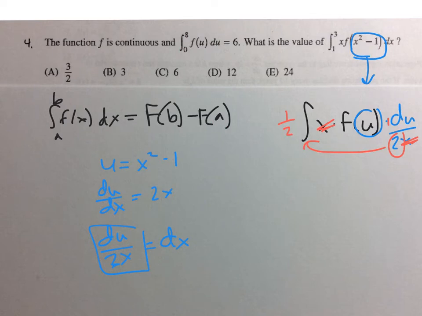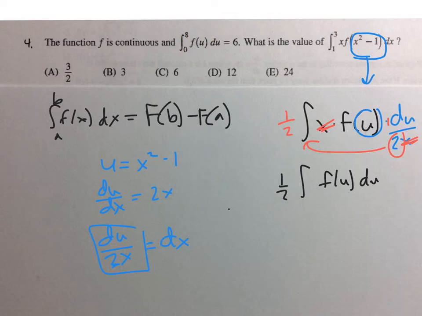And then I really have 1/2 times the integral of f of u du. And it's looking pretty good with what I have over here. The only thing I don't have is these limits of integration. And you might have noticed that those numbers don't match these numbers, and that's kind of weird. Like, what am I going to do with the 1 to 3 and 0 to 8?